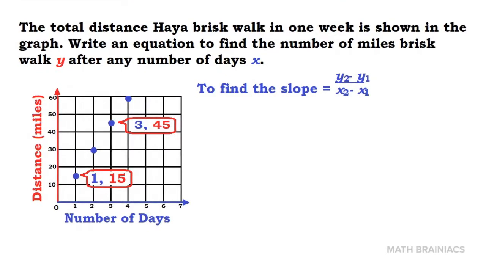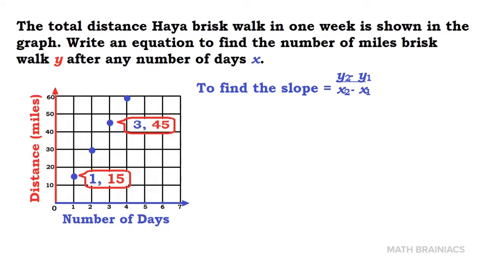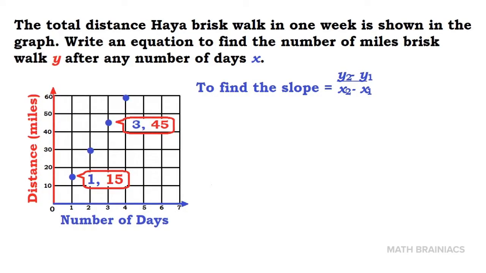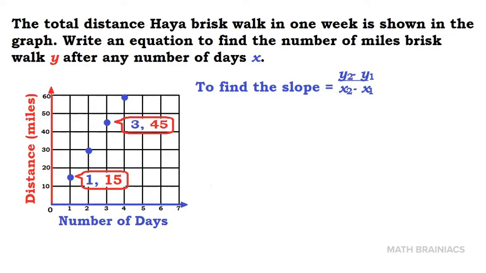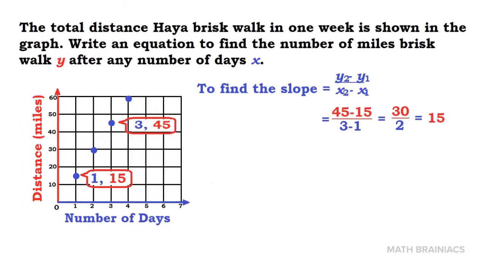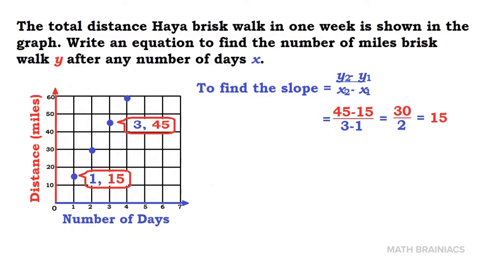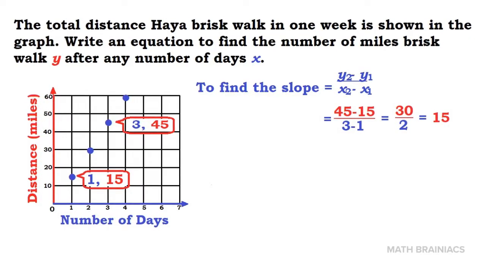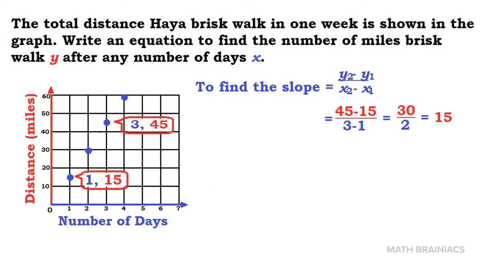Let us consider any 2 points in the graph so that we can find the slope of the line. In this regard, I consider 3 and 45 and 1 and 15. When x is 1, y is 15. When x is 3, y is 45. Accordingly, the change in y is equal to 45 minus 15, which will give us 30. And the change in x is 3 minus 1, which will give us 2. Therefore, 30 divided by 2 will give us 15.